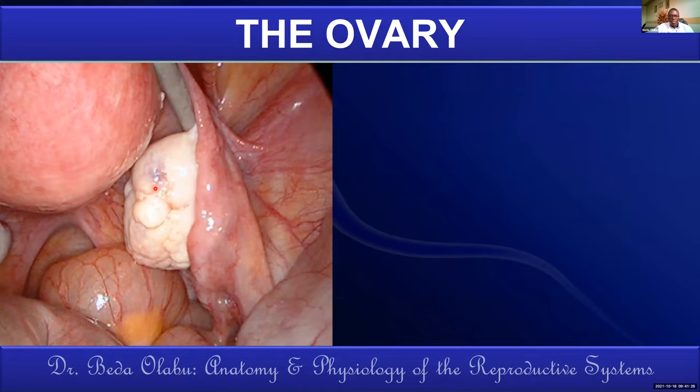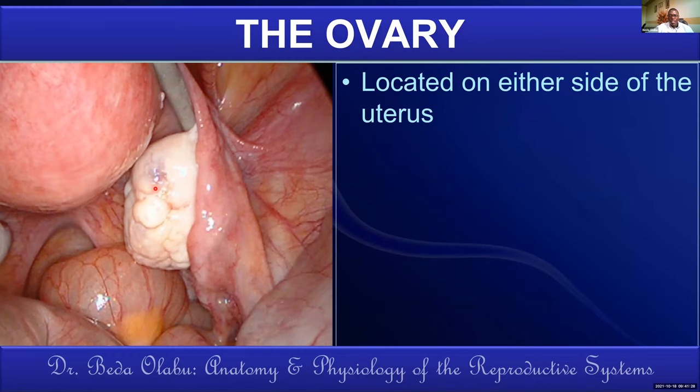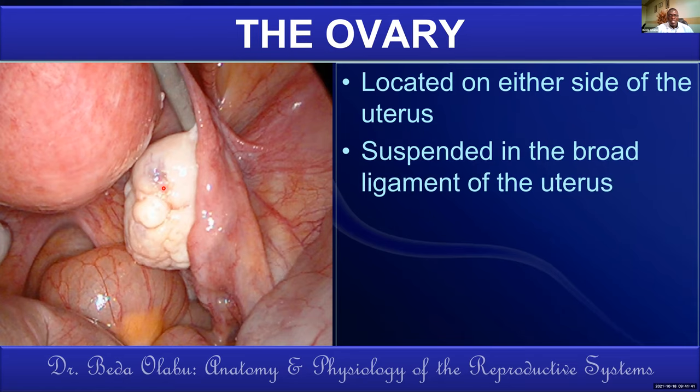So the ovary is located on either side of the uterus. The structures which are located on either side of the uterus are usually referred to as uterine adnexa. And so the ovary is part of the uterine adnexa. The ovary is suspended within the broad ligament of the uterus.